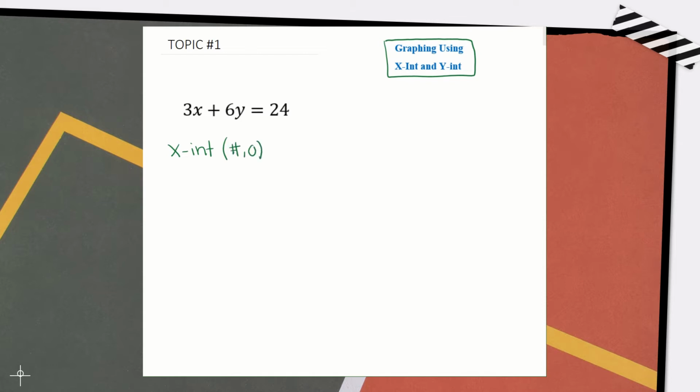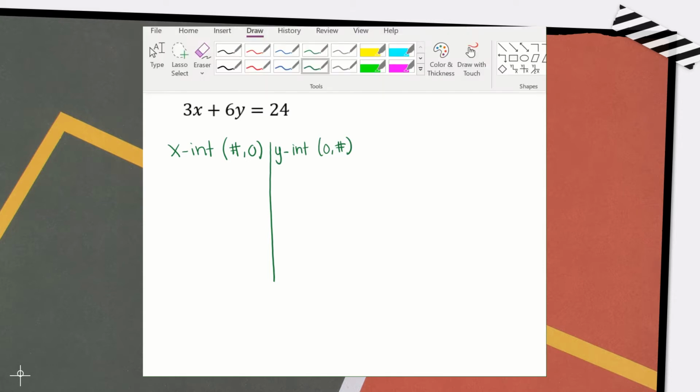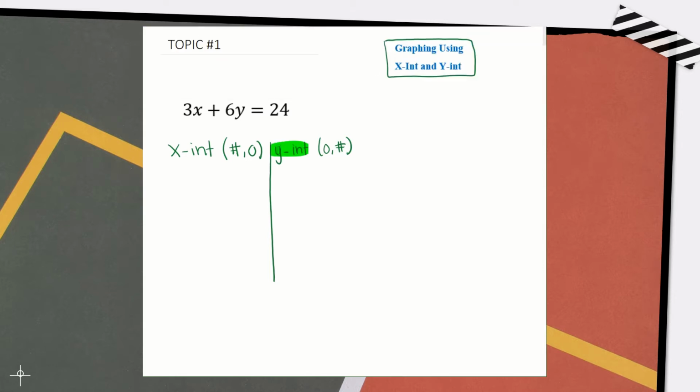For the x-intercept, your points are always a number for the x-coordinate and 0 for the y-coordinate. For the y-intercept, you have the opposite situation, where your x-coordinate is 0 and your y-coordinate is a number. So when we're writing our points, they will look something like that. We'll start off with the x-intercept, and we'll use the information that we know y is 0.